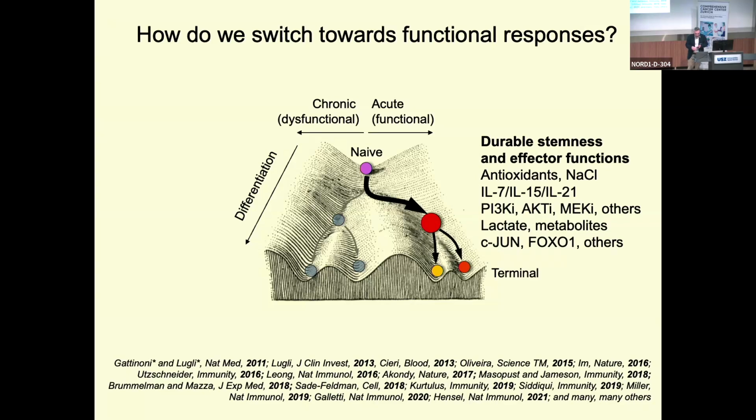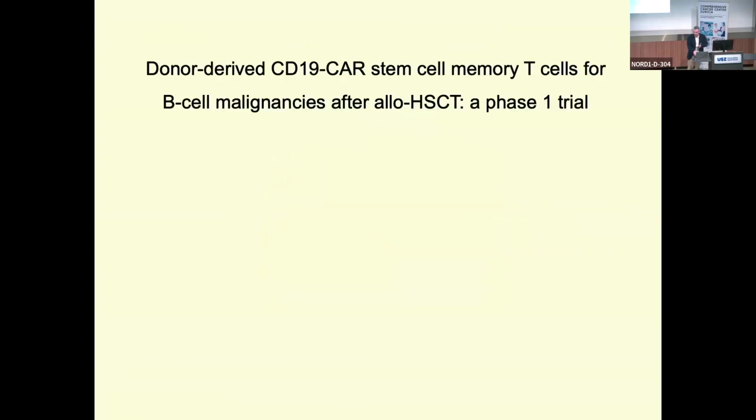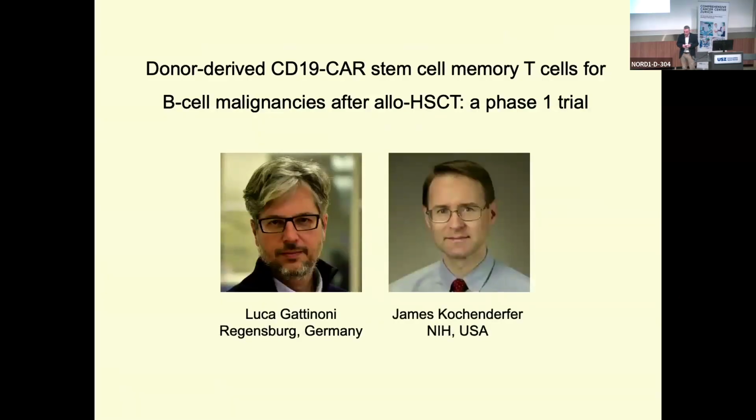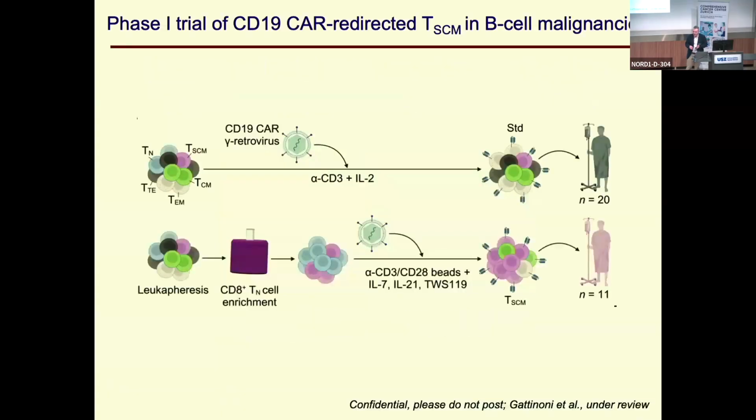So now I want to share some published data that we have done together with Luca Gattinoni and Jim Kochenderfer. Luca is now in Germany, Jim's still at the NIH. And this is a donor-derived CD19 CAR stem cell memory trial for B-cell malignancies in this case. This was a phase 1, so dose escalation. And so the trial was done in this way.